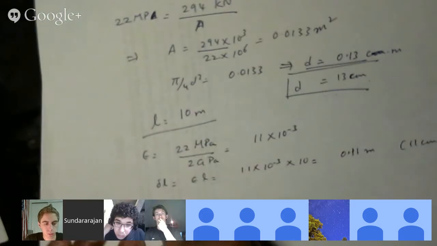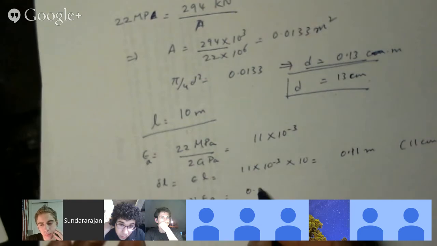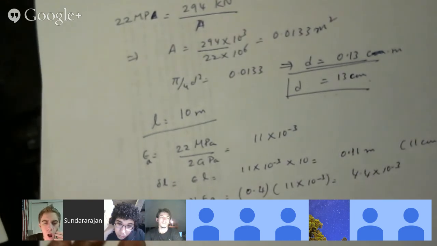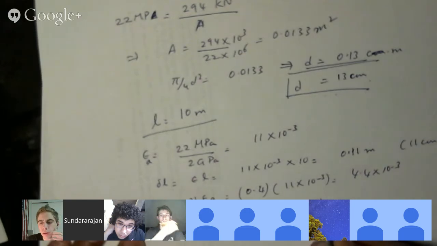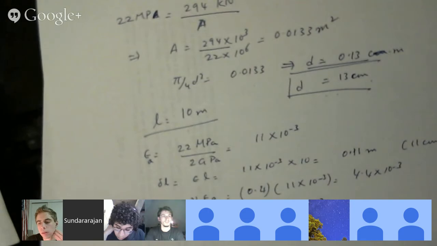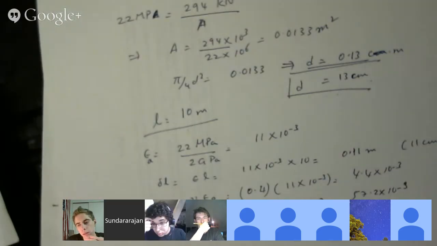And now epsilon lateral is nu times epsilon A. So this is 0.4 times 11 times 10 to the negative 3, so it is 4.4 times 10 to the negative 3. That is the lateral strain. And the change in lateral dimension would be epsilon L times D. So 4.4 times 10 to the negative 3 times 13, which gives you something like 57.2 times 10 to the negative 3. Yeah, I got the same thing.